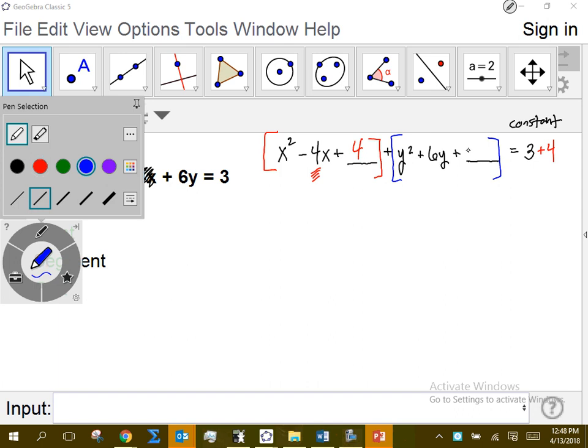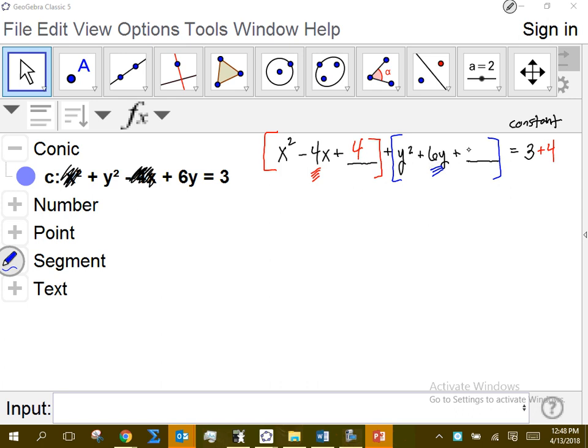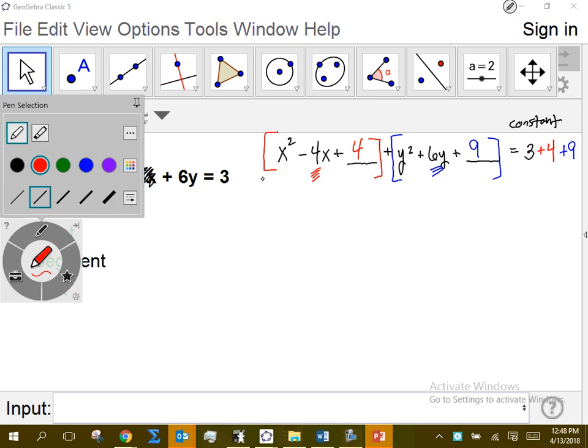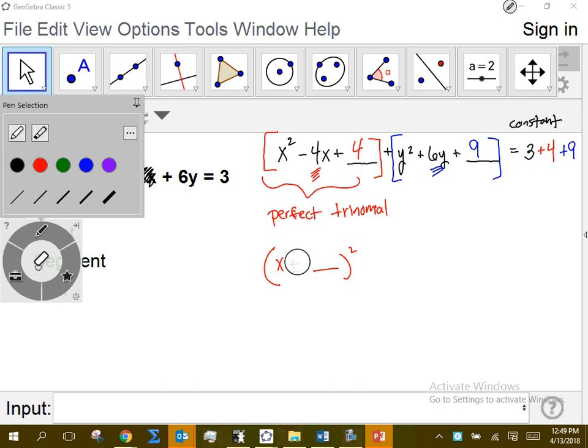Let's complete the square with our y's. Take that number there, divide it by 2, gives you 3, and then squared gives you your 9. Add 9 to the left, I'm going to add 9 to the right. And the reason we do this is because this thing has now become a perfect trinomial. And a perfect trinomial means it can be written as x plus or minus something squared.